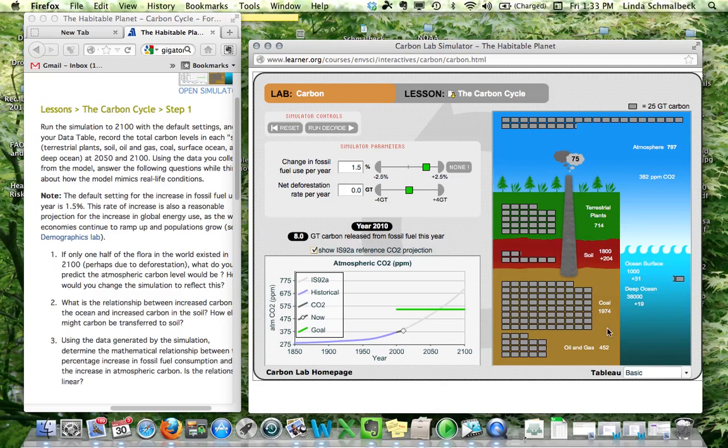You'll notice that coal, oil, and gas have gone down slightly because there's a fixed amount in the lithosphere, and as we pull it out, there's less and less available. And so you would write down all those numbers.